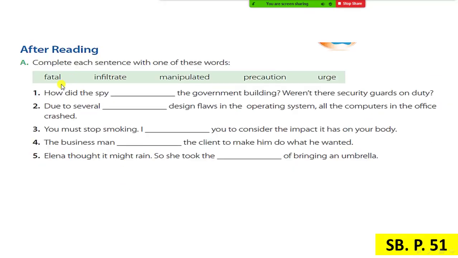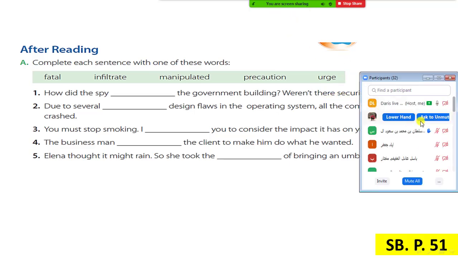Okay, now exercise A after reading. Complete each sentence with one of these words: fatal, infiltrate, manipulated, precautions, and urge. Let's see number one. How did the spy infiltrate the government building? Weren't their security guards on duty? Okay, number one. Okay, Yusuf.